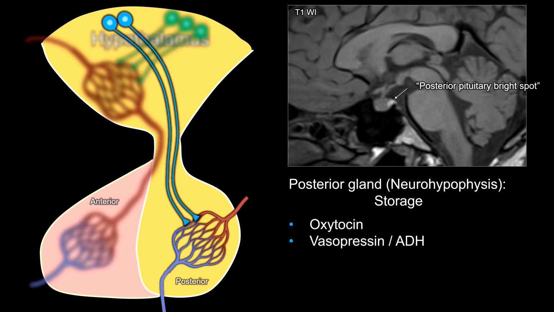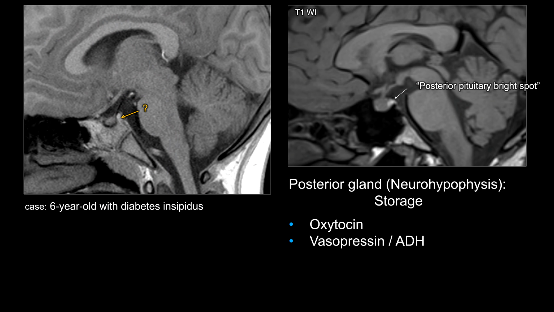And absence of the posterior T1 pituitary bright spot is something that I would make a comment on. And sometimes it could be pathologic. For example, in this case of a 6-year-old with diabetes insipidus, here you can see the expected posterior T1 pituitary bright spot is absent. So what does this patient have? That means that they have a problem with vasopressin or ADH production. So the patient has an antidiuretic hormone deficiency, and therefore presents with symptoms of diabetes insipidus.